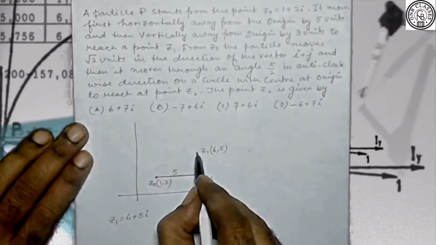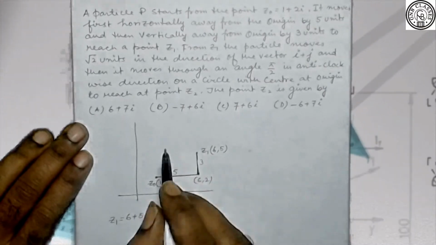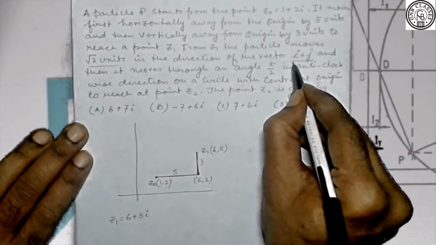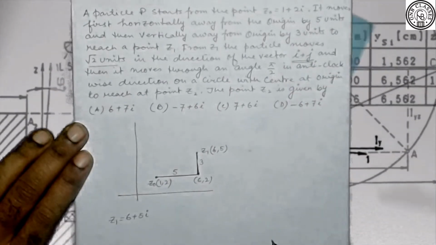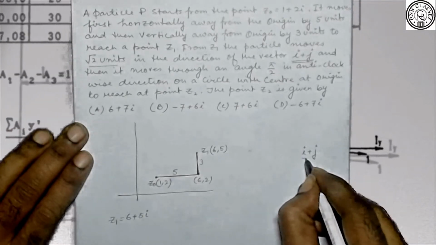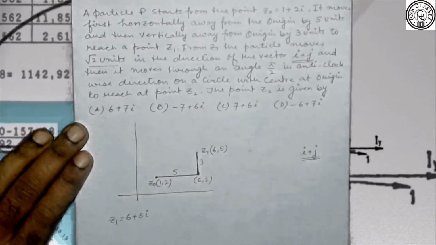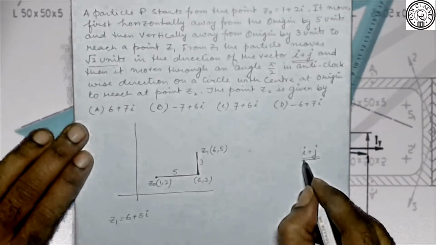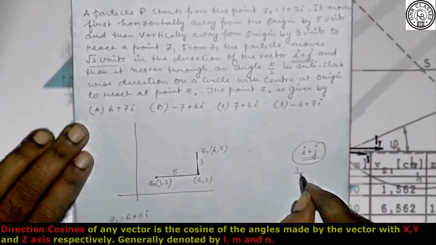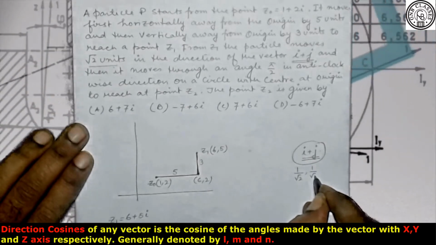Is it clear? From Z1, the particle moves root 2 units in the direction of the vector i plus j. Now, what is the direction of i plus j? You have to understand that. In vector concepts, we know that the direction cosines of this vector are 1 by root 2 and 1 by root 2.